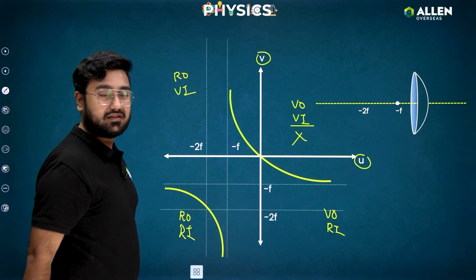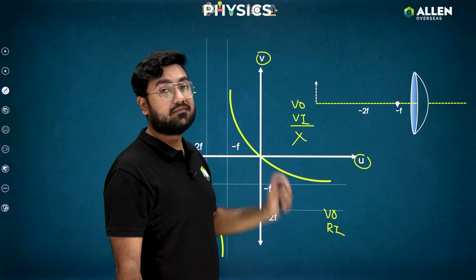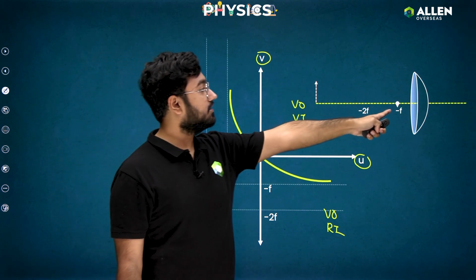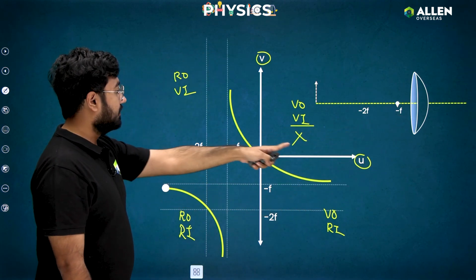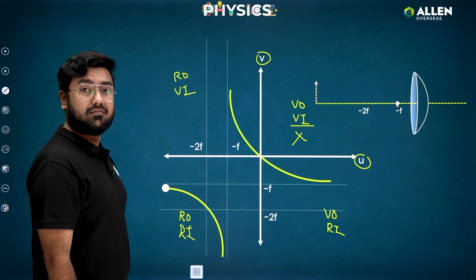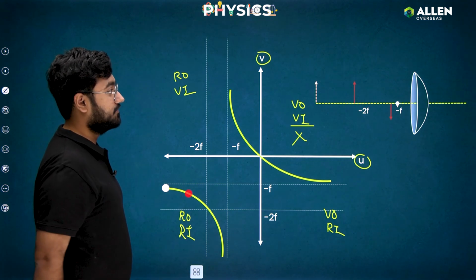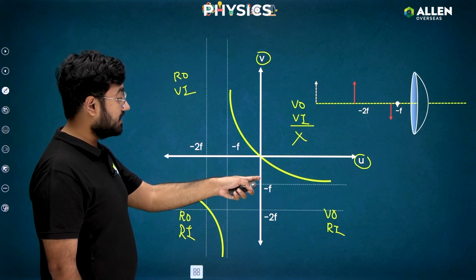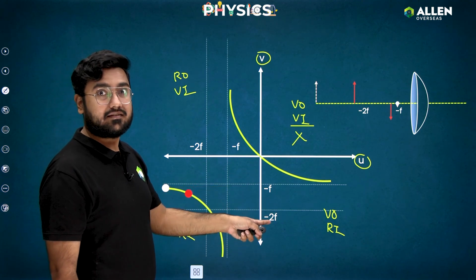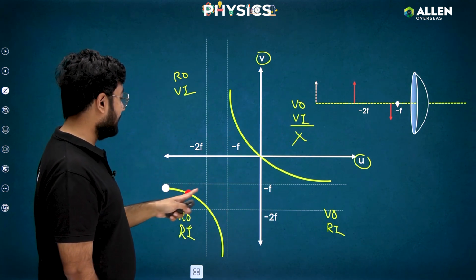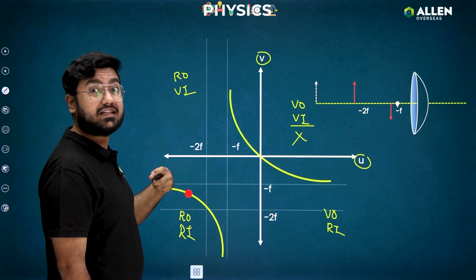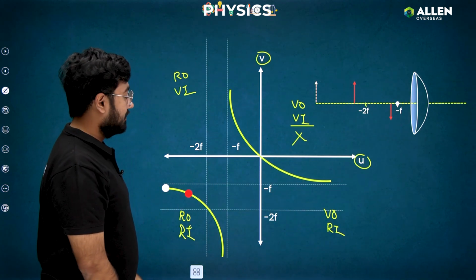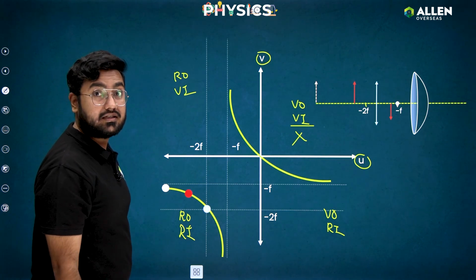So let us see the cases. So suppose the object is at infinity. U is minus infinity, right? So V will be at minus f. U at minus infinity, V will be at minus f. Next case, the object is beyond 2f, and the image formed is between minus f and minus 2f. Beyond 2f, this is 2f, this is f, right?